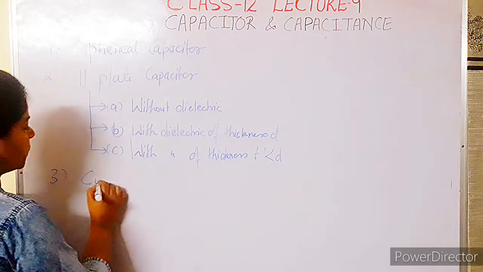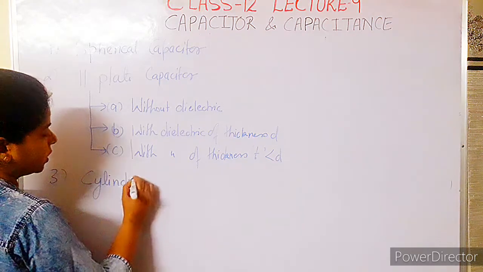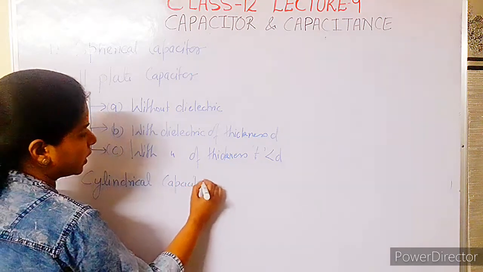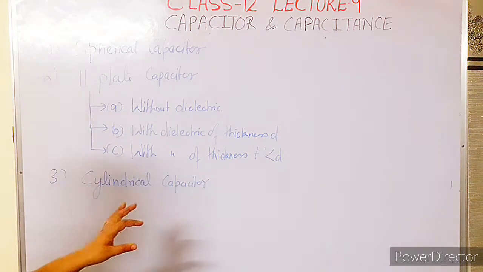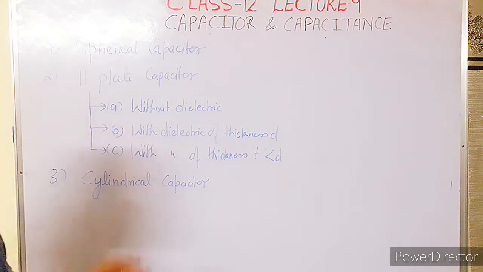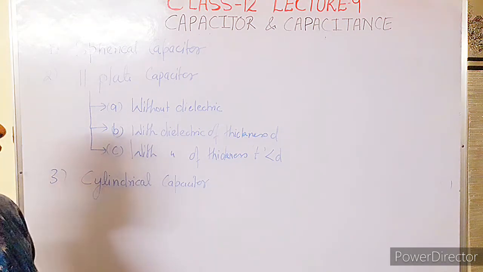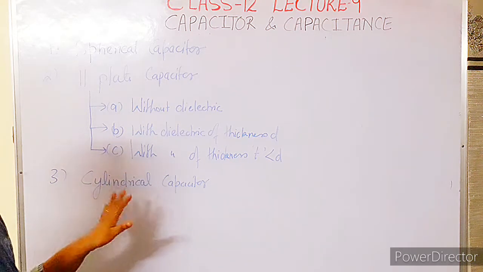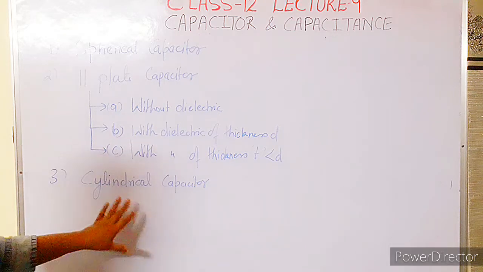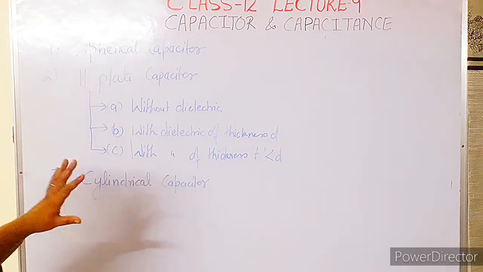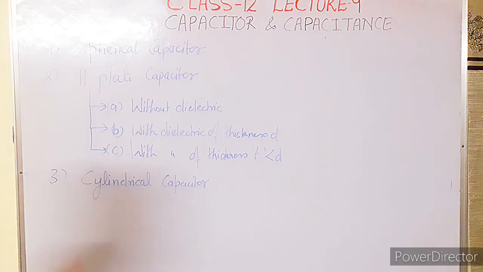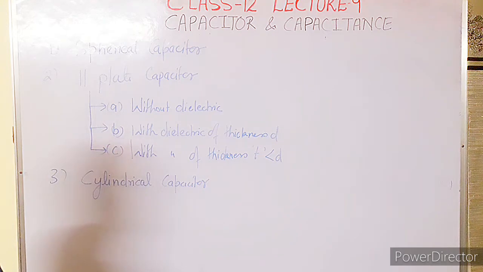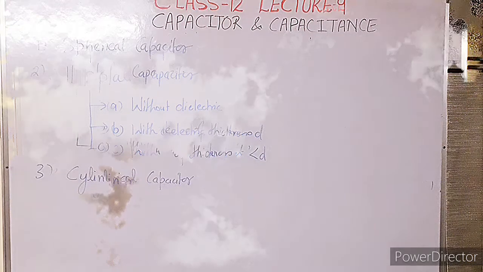Next one will be the cylindrical capacitor, and this is practically used. Cylindrical capacitor is used in fans. Whenever you see this, it is a cylindrical shape capacitor, and that is a practically, commercially used capacitor. But its derivation is not given in your course, so I will not derive it. I will only tell you the corresponding formula of the cylindrical capacitor, nothing more than that. So let's start with the first topic.